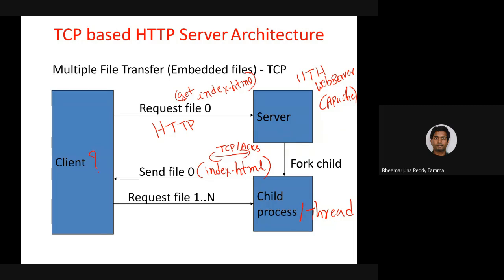It could be again at the IIT Hyderabad website. Sometimes the object that you refer to could be pointing even to third-party websites. In that case, it has to again establish another TCP connection with them and start getting those objects. But in the simple example where all these file 0 to file n are located on the IIT Hyderabad web server, you are making requests to get the remaining n files. So then what does the child process or child thread do after receiving this request?